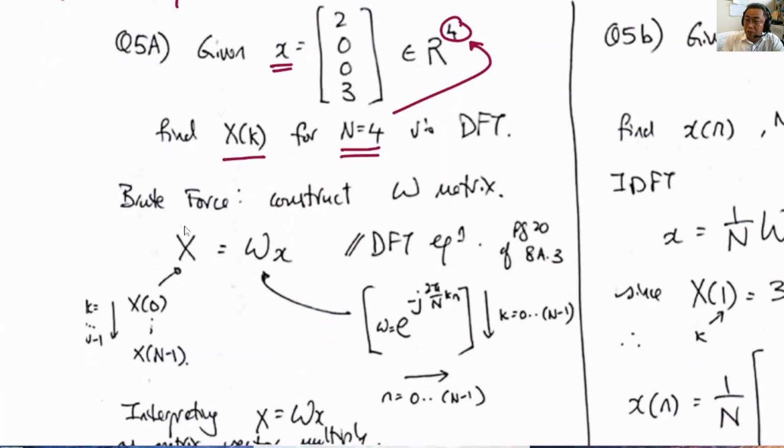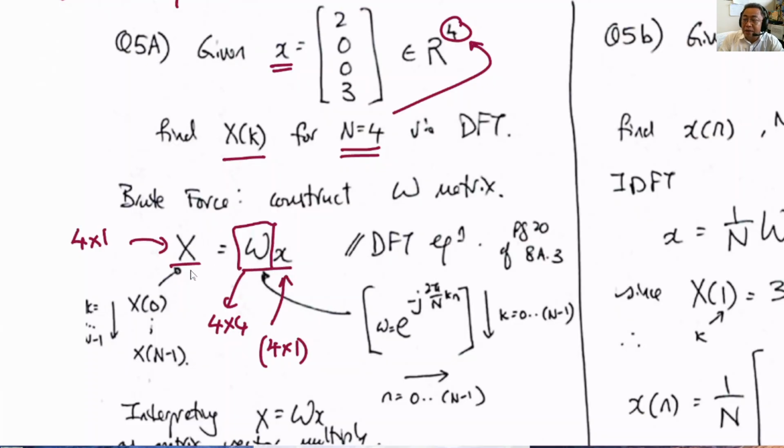So, to find the capital X, from a linear algebra perspective, the small x is being transformed by a DFT matrix W. The input is a 4 by 1 vector, and the DFT matrix is 4 by 4, and therefore the output is a 4 by 1 matrix. The notation is very important here. The small x is the time input, the capital W is the DFT matrix, the capital X is the DFT coefficients.